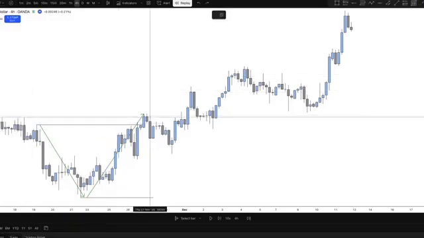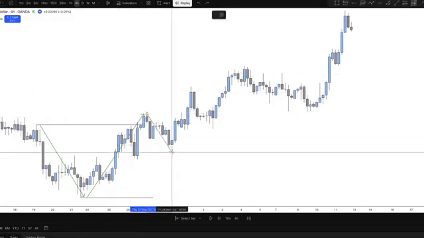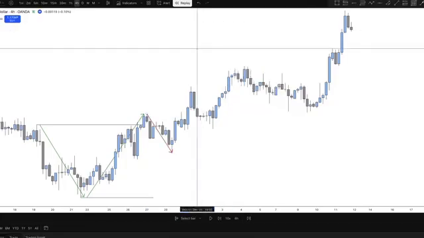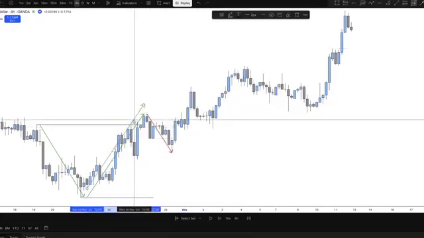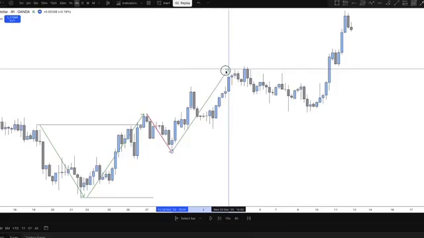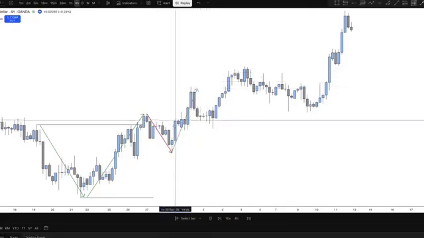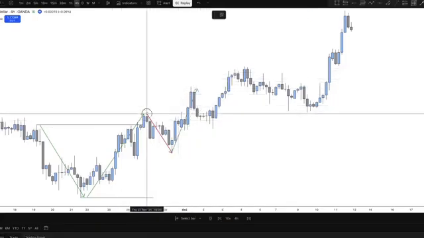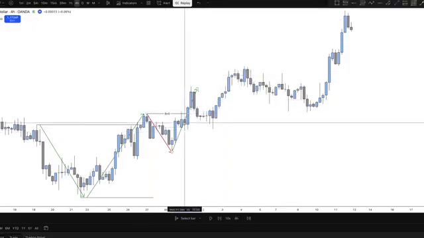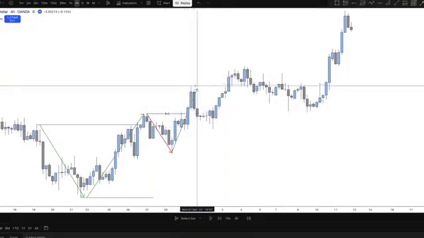Okay, so the next movement then is the small corrective pullback move from here to here. This is a correction. So we mark that one as a correction. We then have an impulsive move from this low to this high. That's going to be our next impulse. This is an impulsive move because it created a break of structure. So this BOS sets in motion the new high, right? We've created a new high.